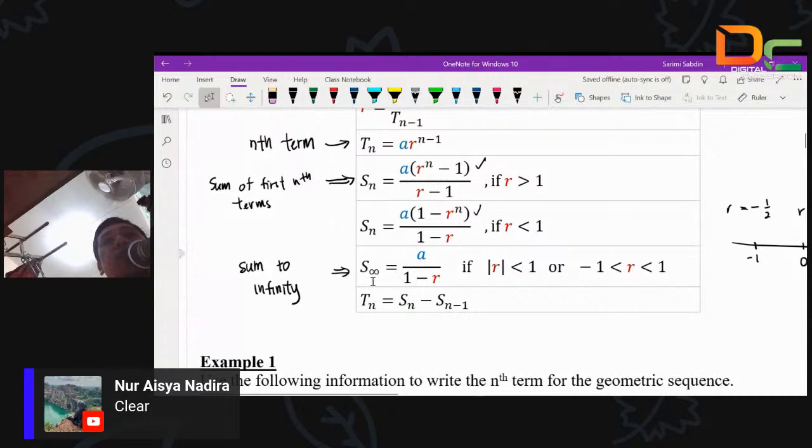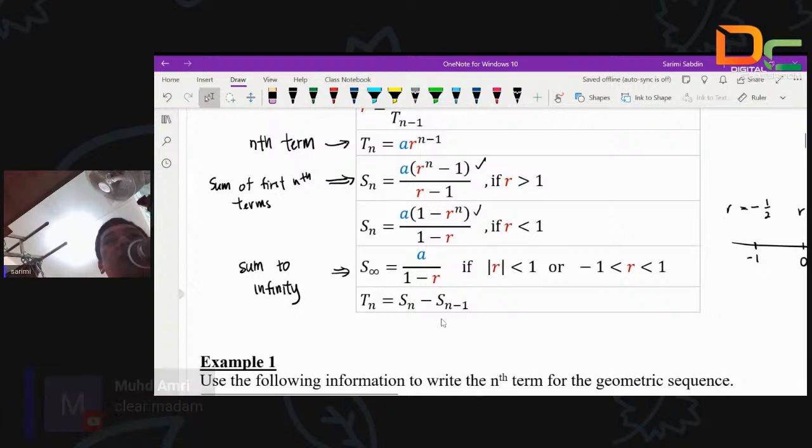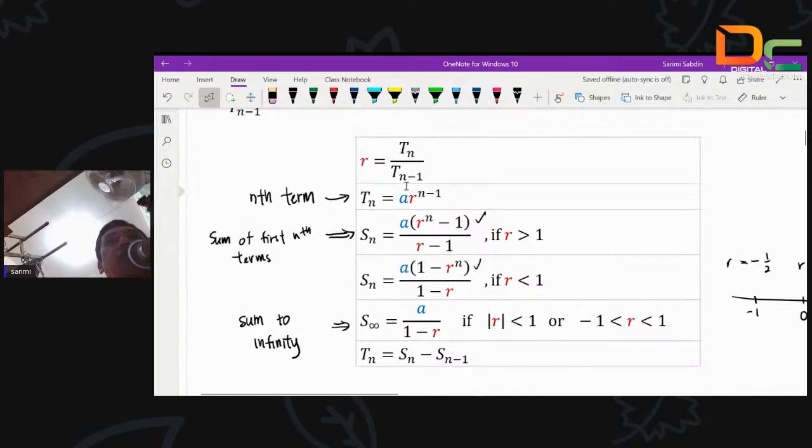The last formula is shared with the arithmetic sequence, which is Tn equals Sn minus Sn-1. So formula ni digunakan untuk kedua-dua lah. Arithmetic guna, geometric pun guna. This formula, yang lain ni, ada special for geometric progression.